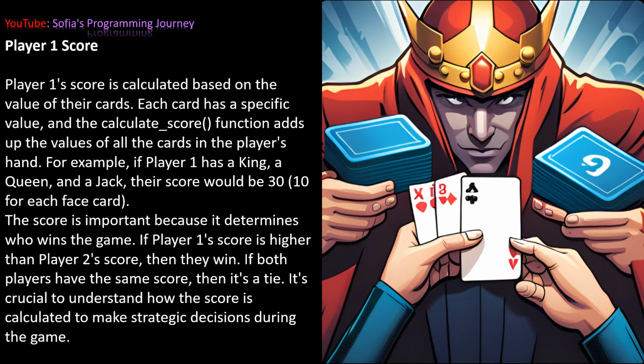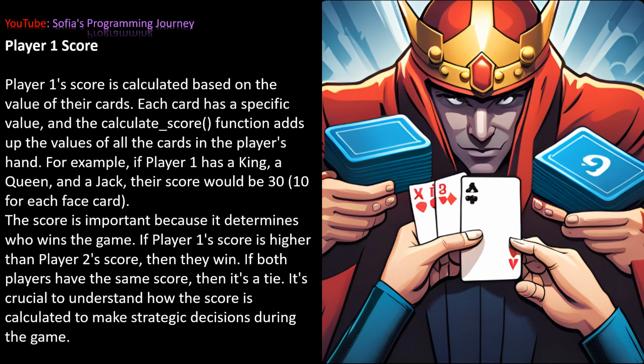Player 1 score. Player 1's score is calculated based on the value of their cards. Each card has a specific value, and the calculate score function adds up the values of all the cards in the player's hand. For example, if player 1 has a king, a queen, and a jack, their score would be 30, 10 for each face card.